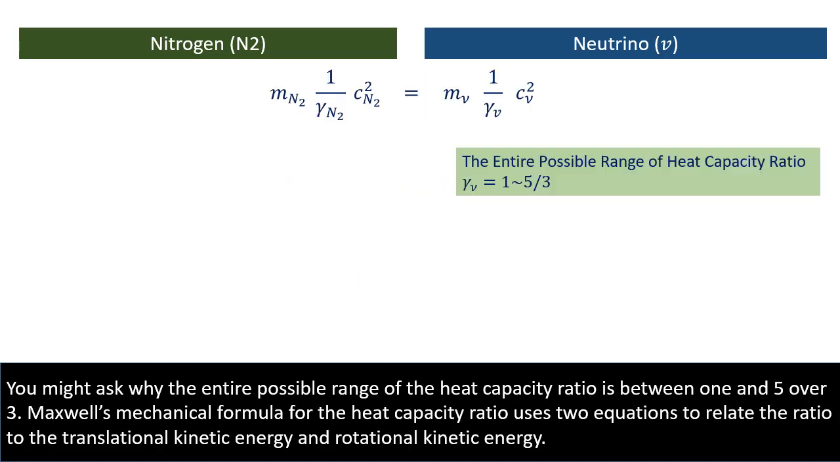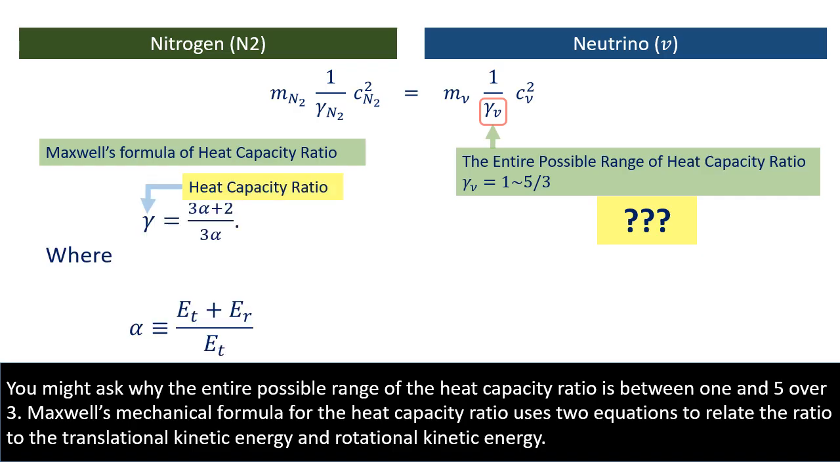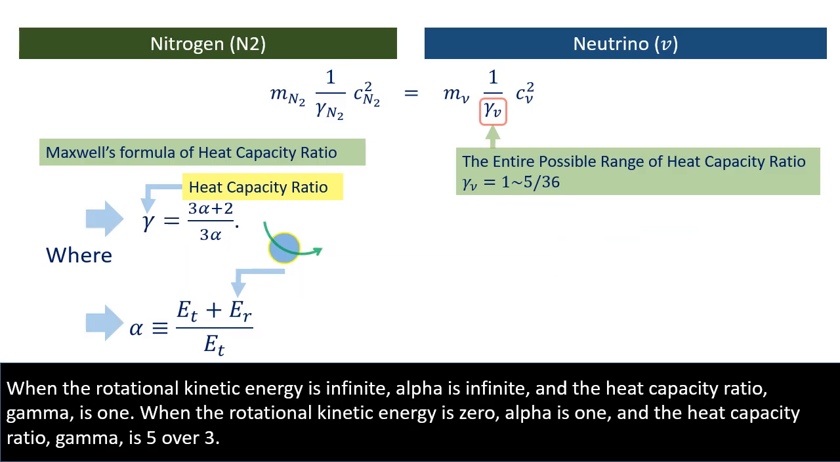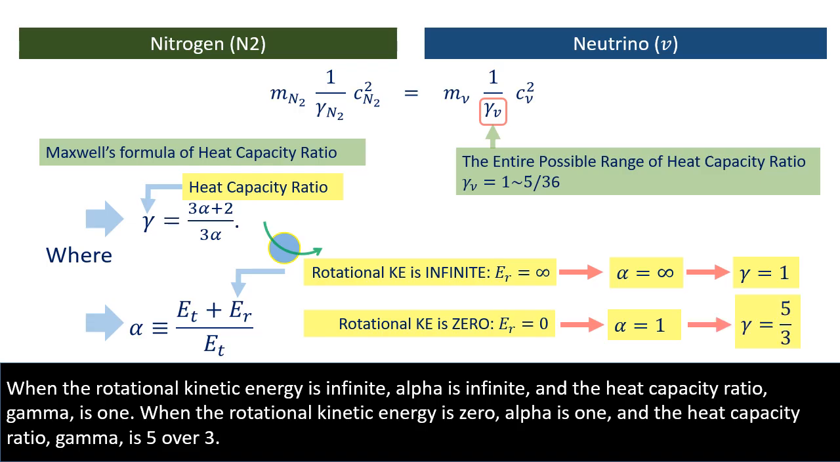You might ask why the entire possible range of the heat capacity ratio is between 1 and 5/3. Maxwell's mechanical formula for the heat capacity ratio uses two equations to relate the ratio to the translational kinetic energy and rotational kinetic energy. When the rotational kinetic energy is infinite, alpha is infinite, and the heat capacity ratio, gamma, is 1. When the rotational kinetic energy is 0, alpha is 1, and the heat capacity ratio, gamma, is 5/3.